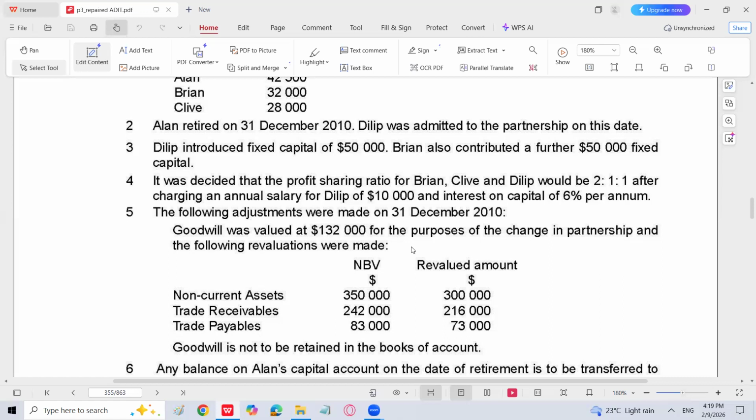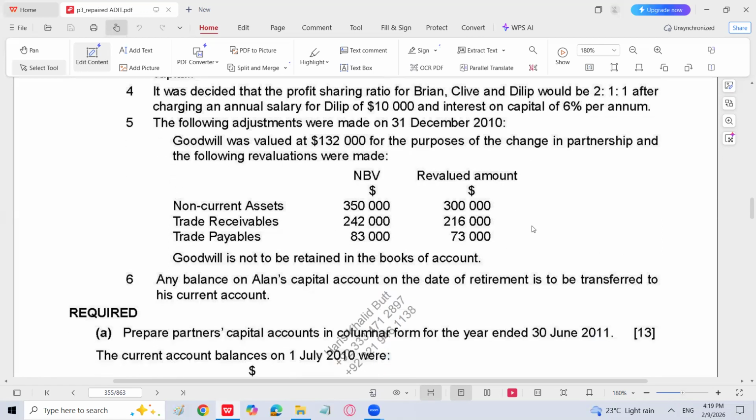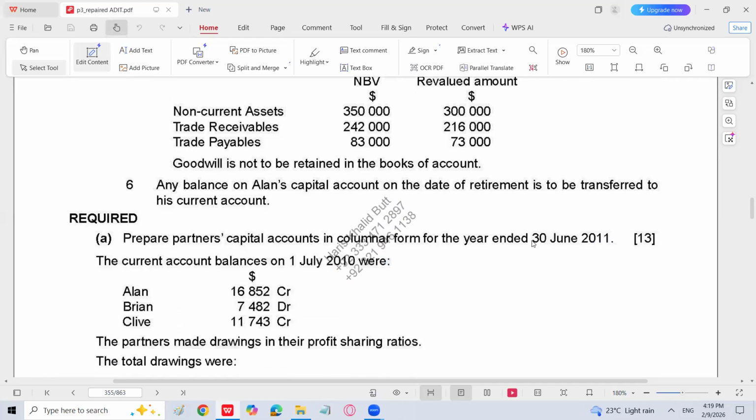Goodwill is not to be retained in the books of account. We already knew that goodwill is not supposed to be a part of the accounts. Any balance on Alan's capital account on the date of retirement is to be transferred to the current account. That is very, very important. The retiring partner's capital account, I repeat again, the retiring partner's capital account is supposed to be closed with the name of bank or loan or with both.